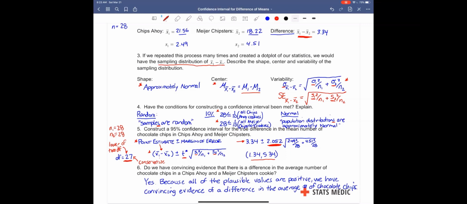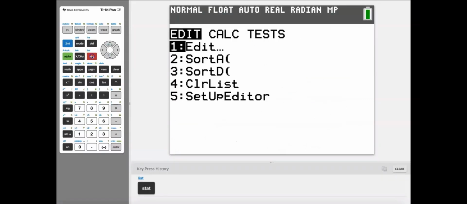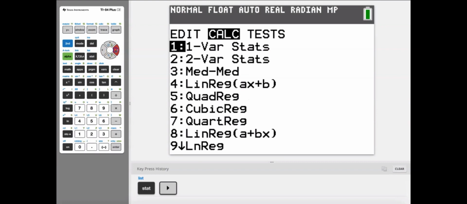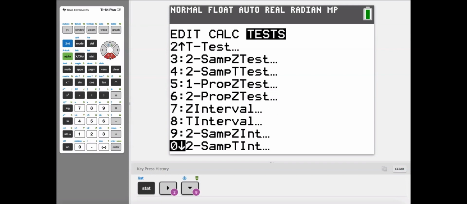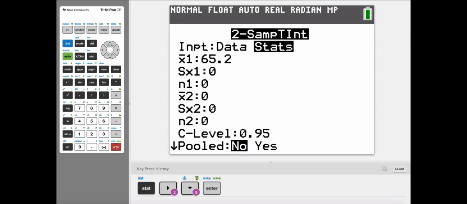Now, when we do this confidence interval on the calculator, it has a very fancy way of finding the degrees of freedom using a complicated formula, and is going to give you a slightly different confidence interval. So let's go ahead and take a look at what that would look like on the calculator. So start by going to the Stat menu, and then over to Tests, and then you're going to have to scroll down until you find a 2-sample t-interval, and it should be 0 here. Go ahead and hit Enter.